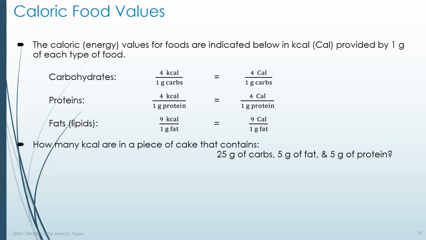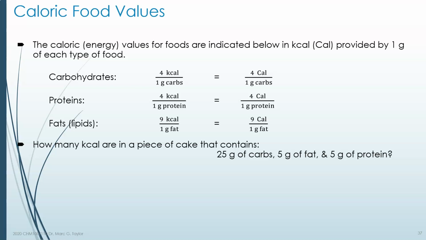So here's a quick example. You have a piece of cake. It has 25 grams of carb, 5 grams of fat, 5 grams of protein. Now, when you get these problems, be careful, because they're not always in the same order as the original: carbs, protein, fat. You'll notice here it's carbs, fat, protein. So make sure you multiply by the right numbers. Carbs and protein are 4. Fats are 9 big C calories, or kilocalories, per gram.